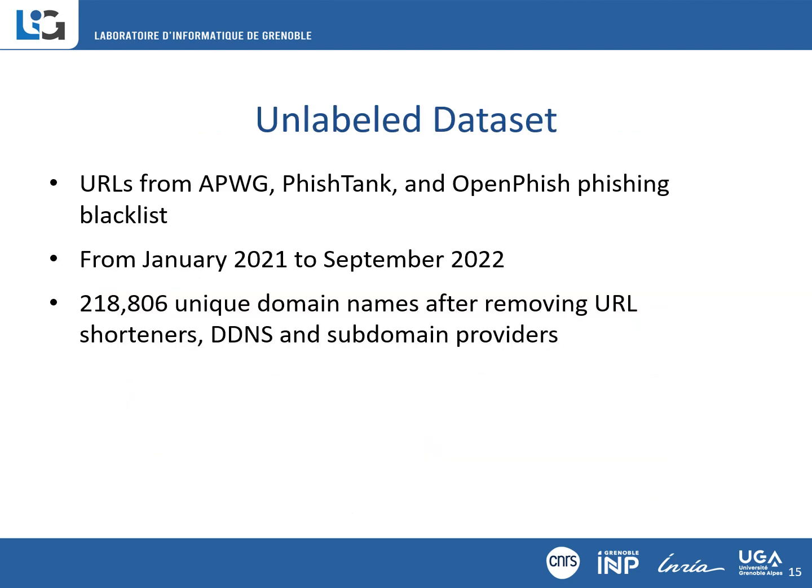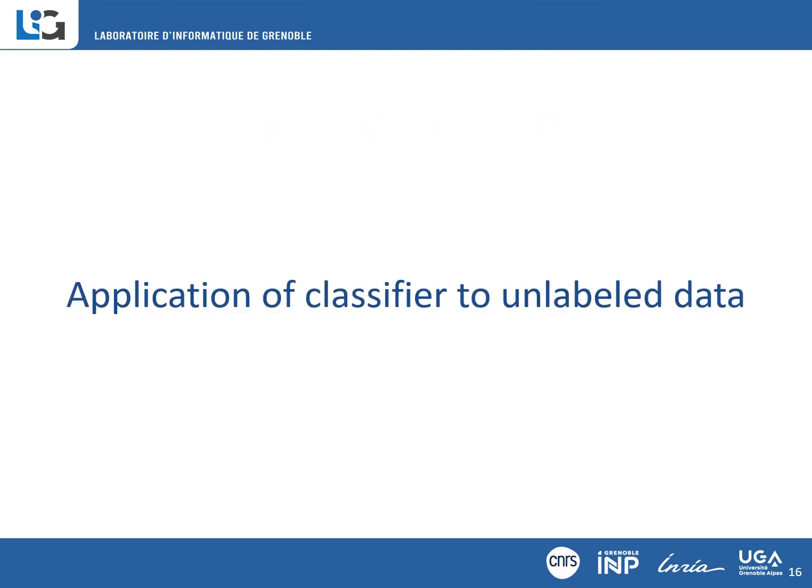Our unlabeled dataset consists of URLs collected from APWG, FishTank, and OpenFish between January 2021 and September 2022. After removing URL shorteners, dynamic DNS providers, and subdomain providers, we obtained almost 219,000 unique blacklisted domains. We then applied the proposed classifier to the unlabeled dataset. As in the previous example, we set the MCC threshold to 0.8, corresponding to 76% of classified samples.